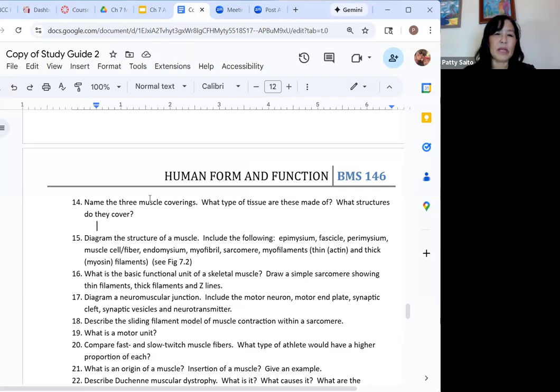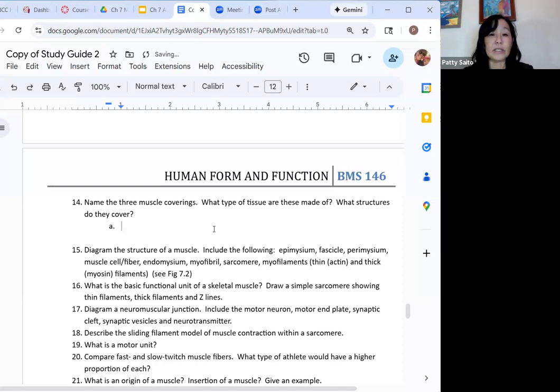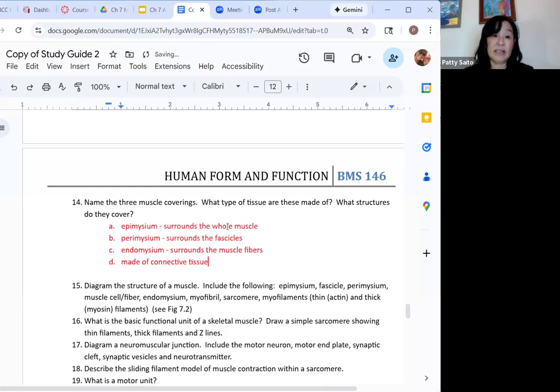It should say name the 3 skeletal muscle coverings. Okay, so I'm just going to leave it here, but now we're going to focus on the skeletal muscle. Okay, so there are 3 coverings, and it will make more sense because we'll draw it and we'll talk a little bit more about that. Okay. And then it says, what do they cover?